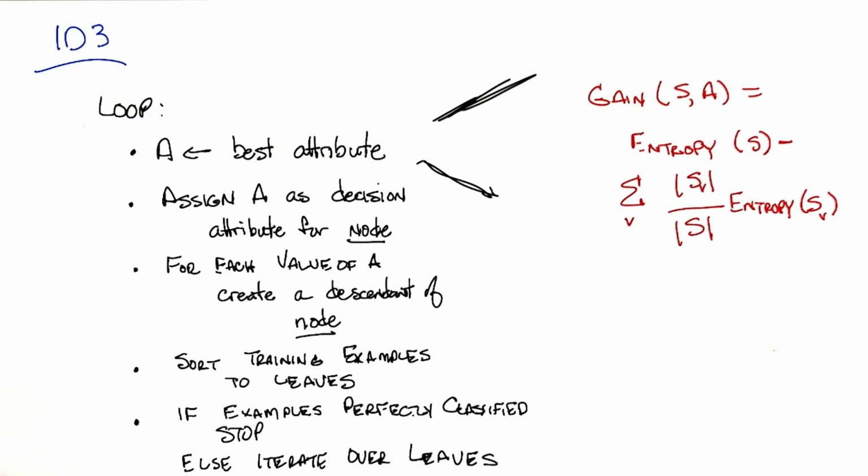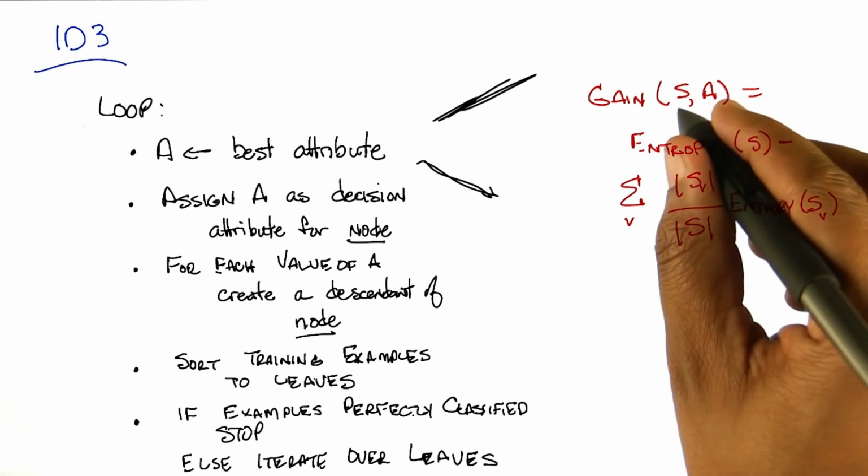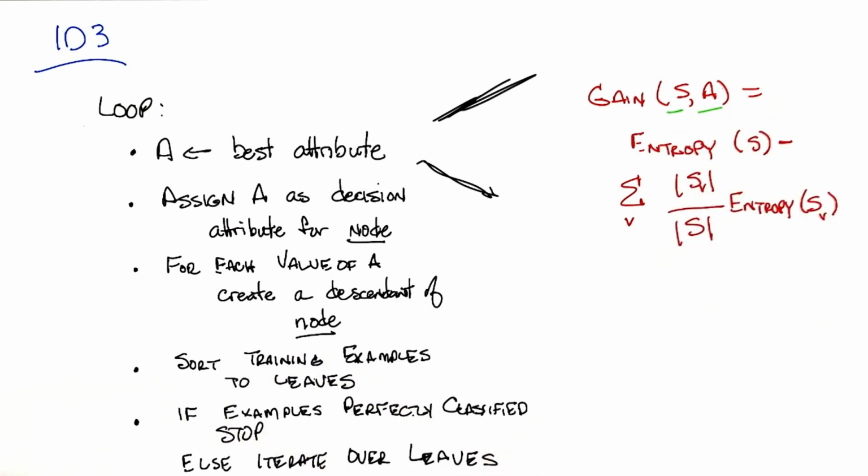So the formula is simply this. The information gain over S and A, where S is the collection of training examples that you're looking at, and A is a particular attribute, is simply defined as the entropy, with respect to the labels, of the set of training examples you have S, minus the expected or average entropy that you would have over each set of examples that you have with a particular value. Does that make sense to you, Michael?